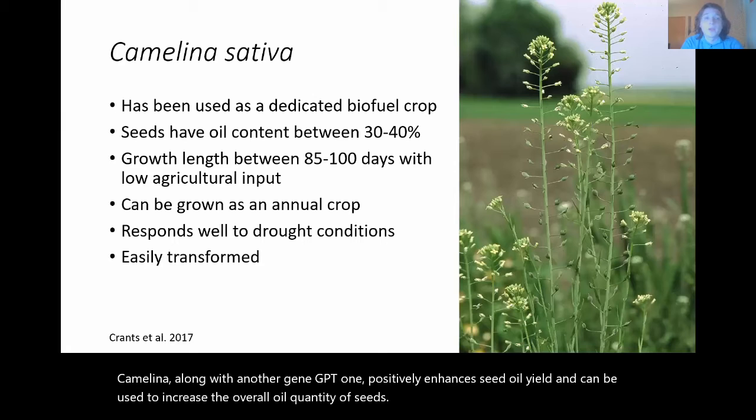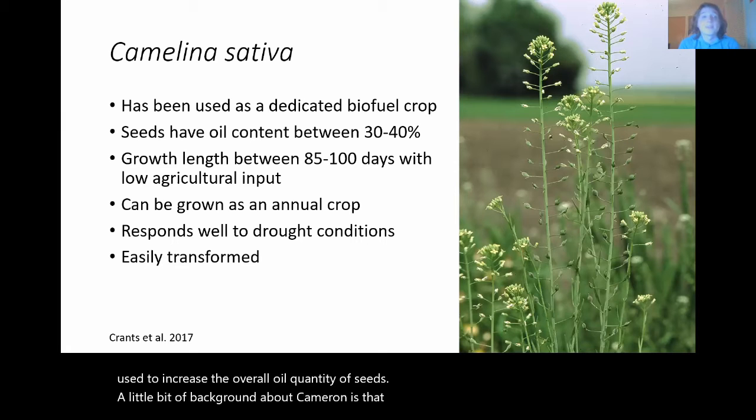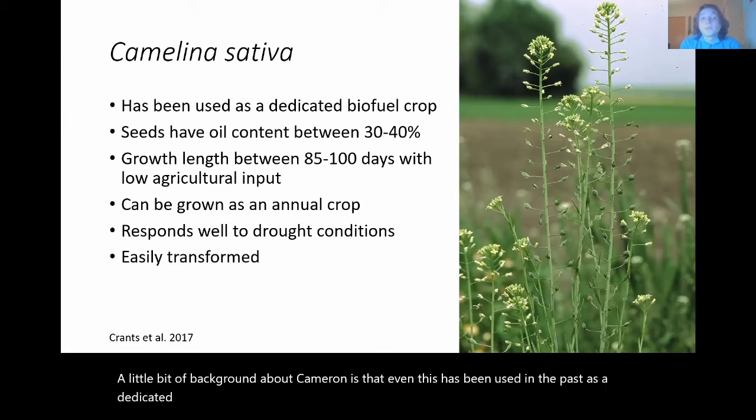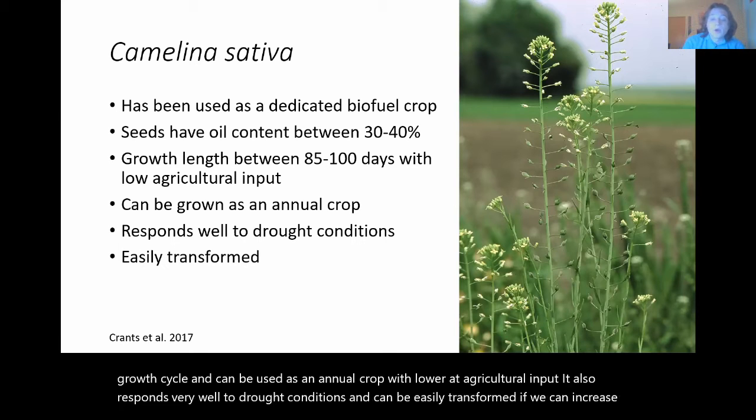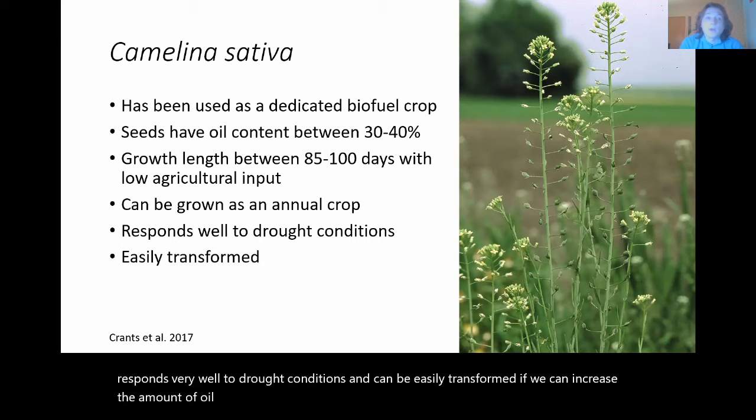A little bit of background about Camelina sativa. This has been used in the past as a dedicated biofuel crop because its seeds have an oil content between 30 and 40%. It's got a low growth cycle and can be used as an annual crop with low agricultural input. It also responds very well to drought conditions and can be easily transformed. If we can increase the amount of oil the seeds produce, it could be used as a biofuel crop, and if we can make the oil healthier, it could potentially be used as a cooking oil.